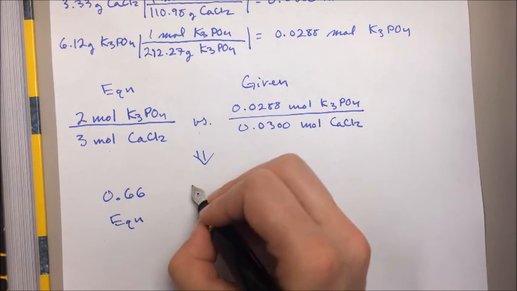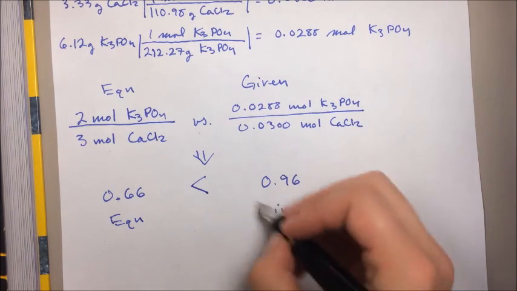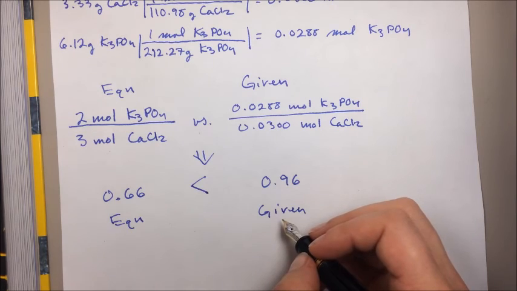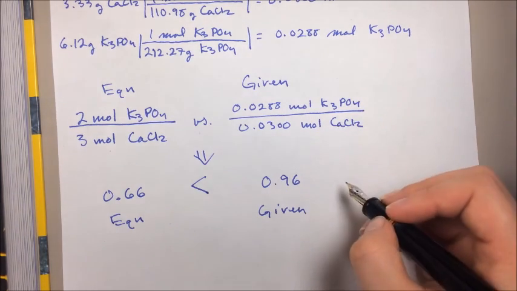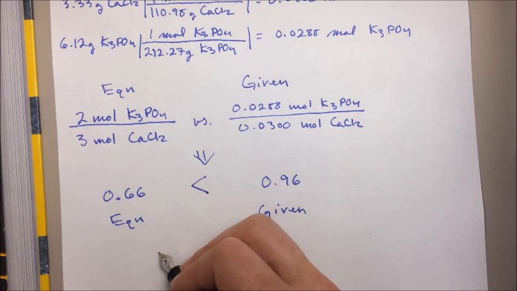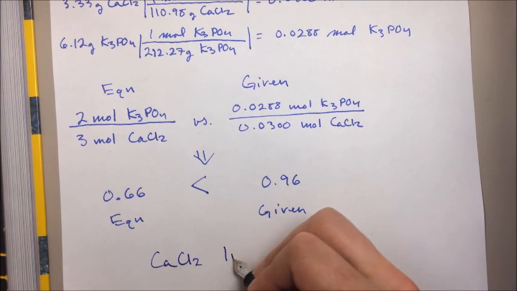Now, since the given is larger than the equation ratio, that tells us that whatever is on the bottom of the given is the limiting reagent. So this tells us that CaCl2 is limiting.